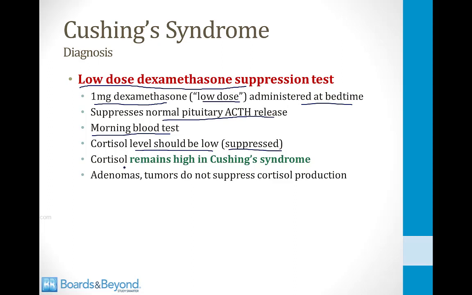However, the cortisol level will be high if the patient has Cushing syndrome, and that's because adenomas and tumors do not suppress their cortisol production in response to dexamethasone. In other words, an adenoma in the adrenal gland will continue to secrete cortisol despite dexamethasone. Tumors in the pituitary gland or tumors in the lungs that are secreting ACTH will not respond to the low dose of dexamethasone, and thus in all of these situations the cortisol in the morning will remain high. The only situation in which the cortisol level will be low in the morning is if the patient has a normal hypothalamic pituitary adrenal axis.